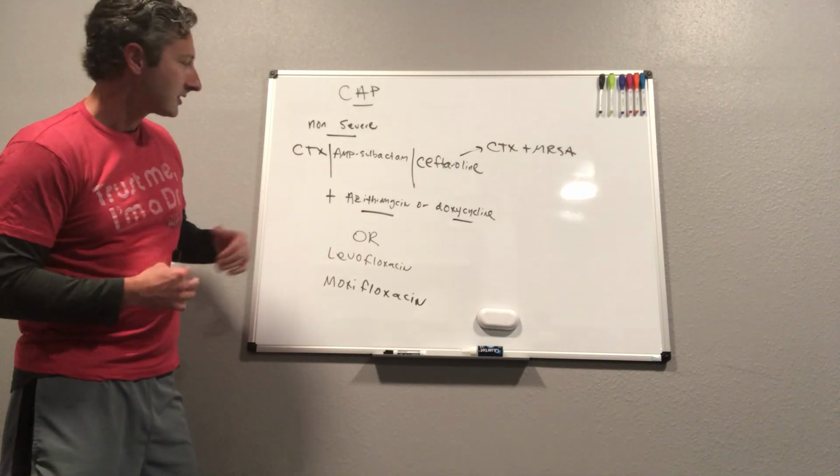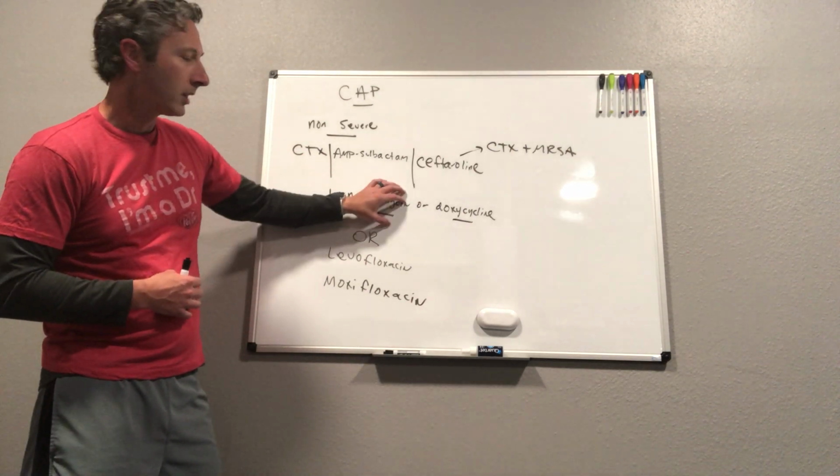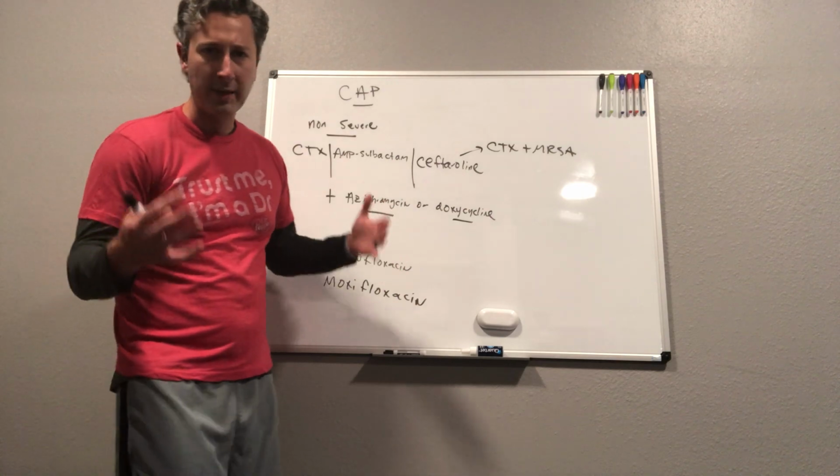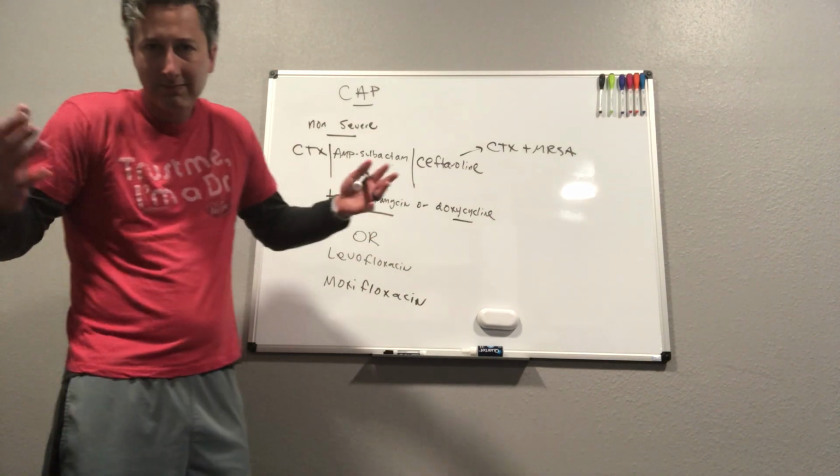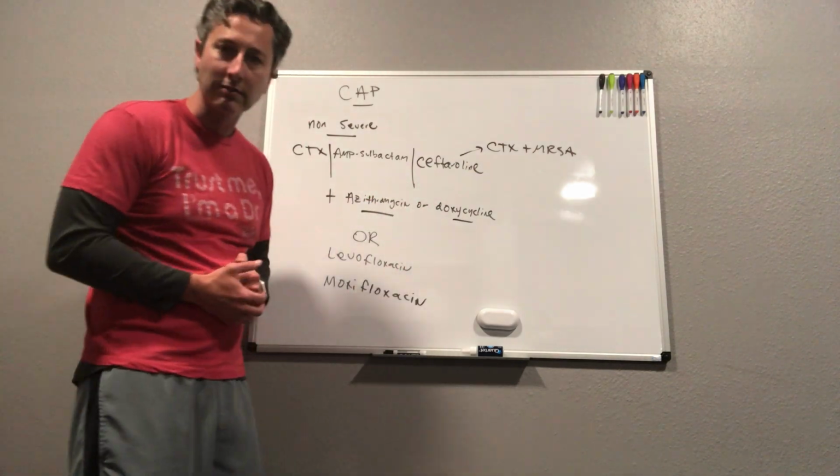But I will say in the hospital setting, we always want to do a beta-lactam plus a macrolide. That's going to be our first option. If we have contraindications, you could do levofloxacin or moxifloxacin. We're trying to save the fluoroquinolones as much as we can.